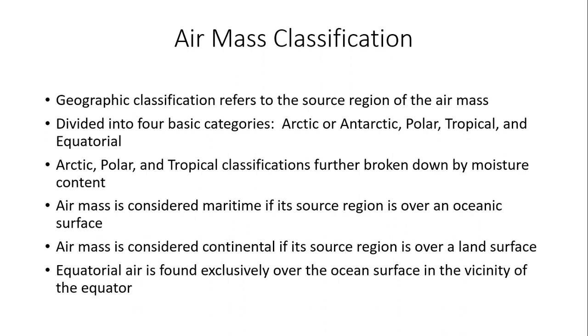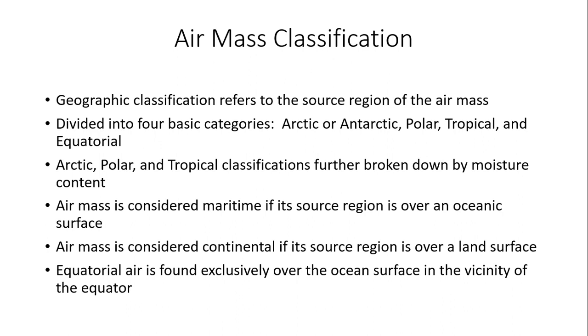Right, so now that we kind of introduced you to a few topics, let's now move into air mass classification. Now, geographical classification is one of the types of classification we use, and this refers to the source region of the air mass. And it's divided into four basic categories: the Arctic or Antarctic, a polar area, tropical area, and then equatorial area. And then the Arctic, the polar, and the tropical classifications are further broken down by moisture content.